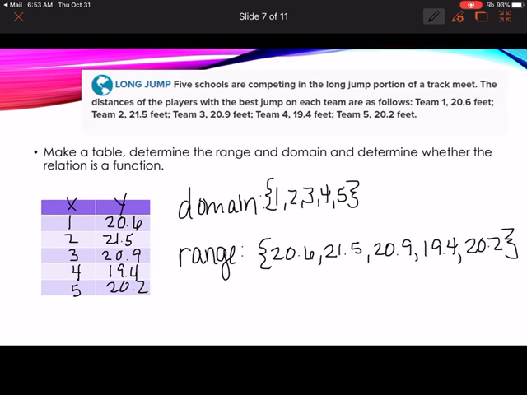And determine whether the relation is a function. So do any of the x values repeat? No. So this is a function.